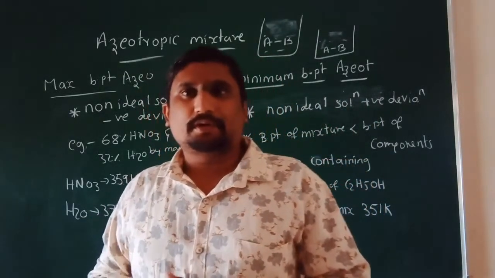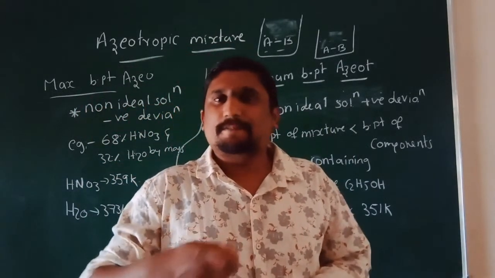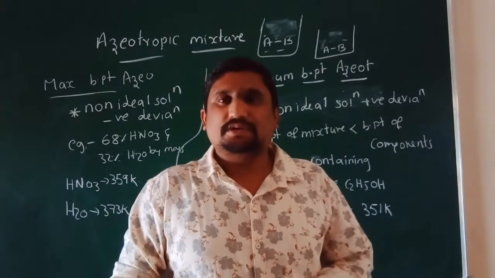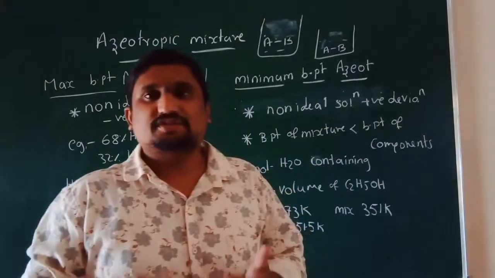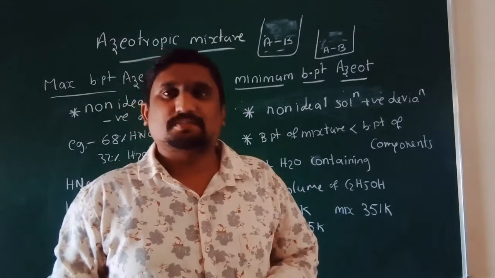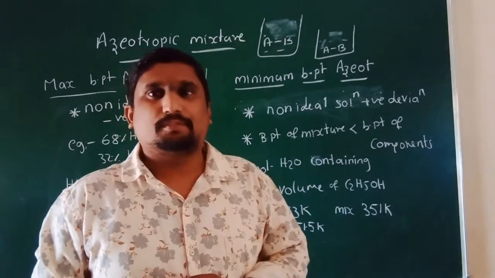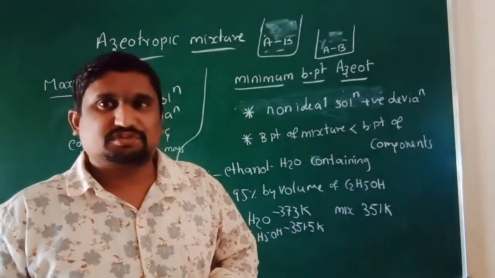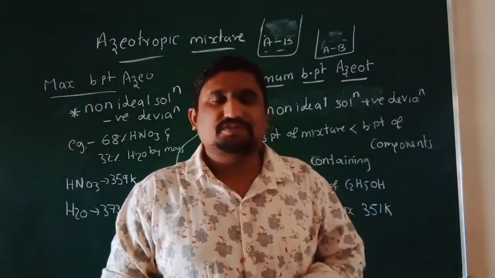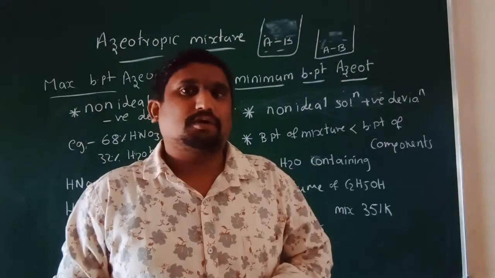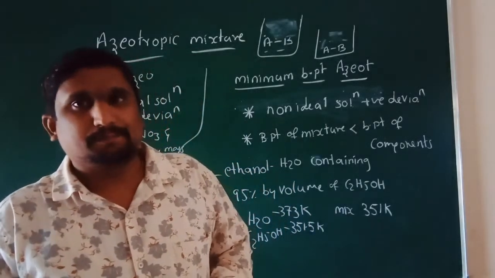One is minimum boiling point, the other is maximum boiling point. Boiling point is minimum means vapor pressure is maximum. In which kind of non-ideal solutions do you get the highest vapor pressure? Non-ideal solutions exhibiting positive deviation. So minimum boiling point azeotropic mixtures are formed by non-ideal solutions showing positive deviation. It is called minimum boiling point because, compared to the boiling points of the components, the mixture's boiling point is lesser.